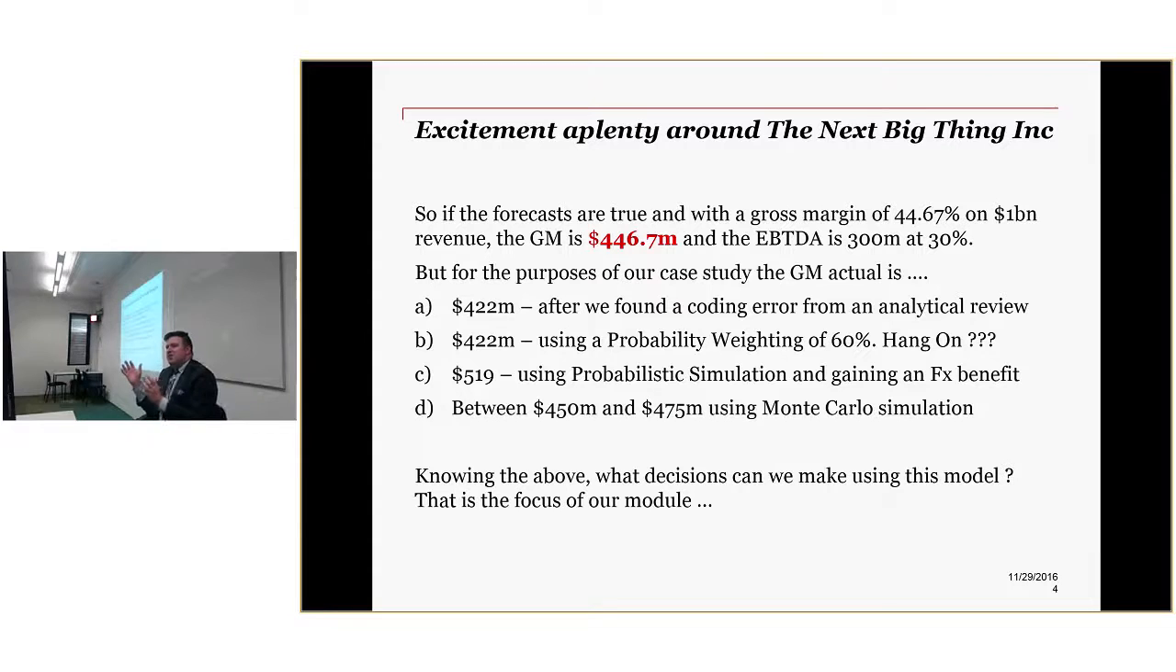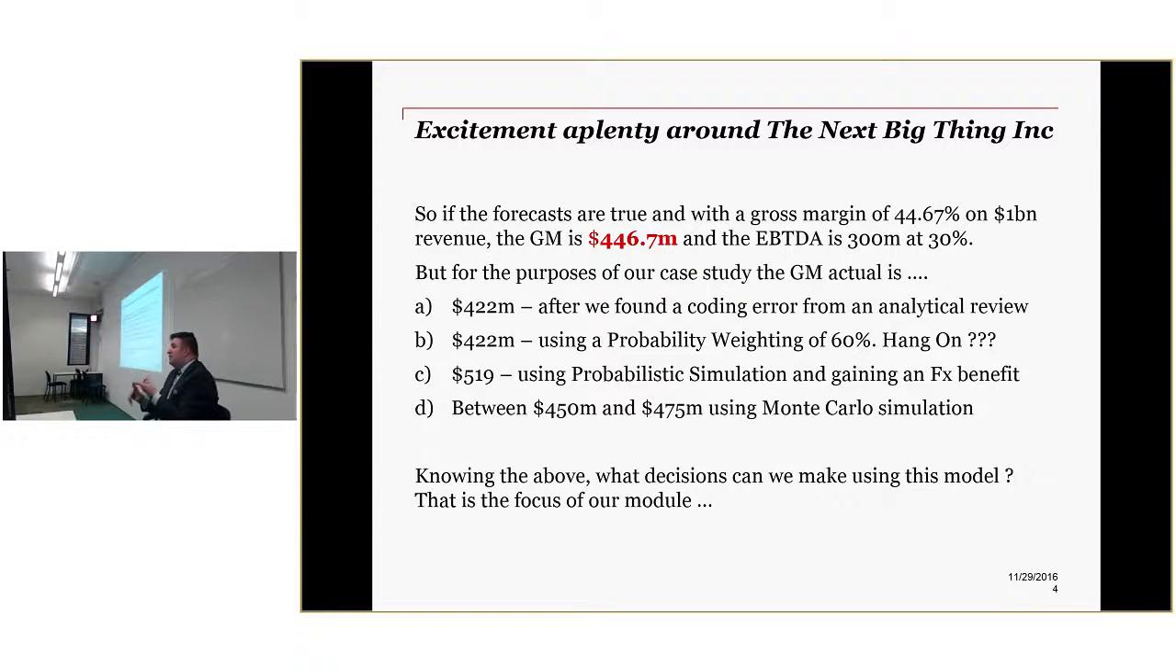So the 30% EBITDA margin was sort of a gross margin of about 400 million. But what we'll have a look at when we go through our case studies here is that the gross margin could be any one of a number of things. It could be 422 million, and we'll actually show you a way in which, in the initial model, we had a mistake in it. So it's wiped it off by about 20 million as well. And I'll show you some techniques for how we might deal with that as well.